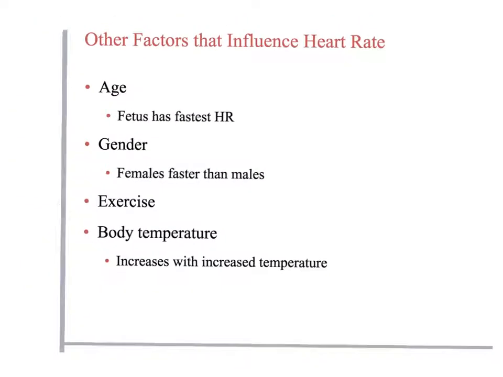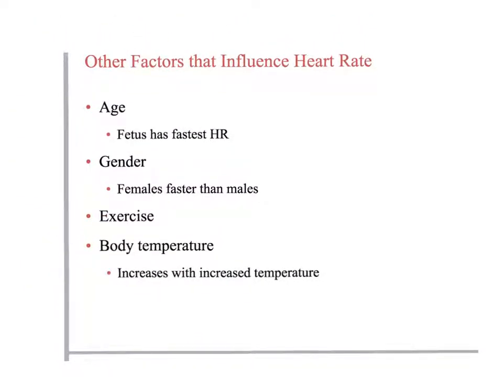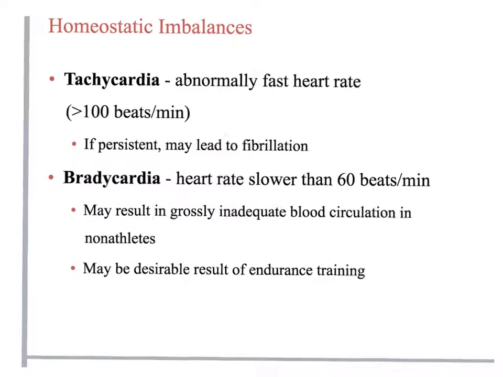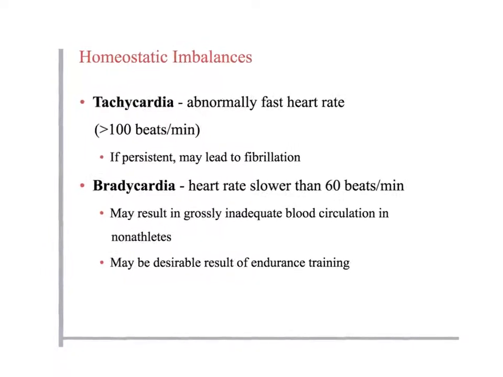Okay. Other factors include age, gender, exercise, which we've touched on, and body temperature. Normal body temperature is about 98.6, but we all have our own set points. Whether or not your thyroid is overactive or underactive will alter that, and that will also affect your heart rate. Okay? And then some homeostatic imbalances or vocabulary.